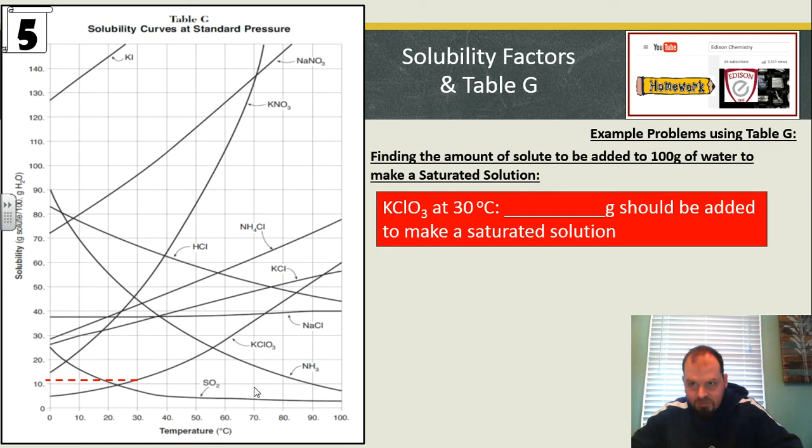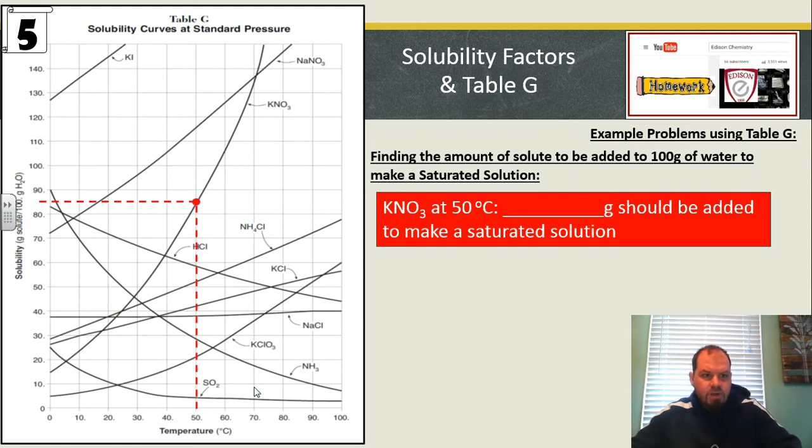Notice, I didn't put 11 grams up there for you guys. Please be listening. KNO3 at 50 degrees. So let me start at 50 degrees and run up to KNO3. Read across, it's about 85, 86 grams. 85 is good between friends. There's always going to be a plus or minus 1 on these.